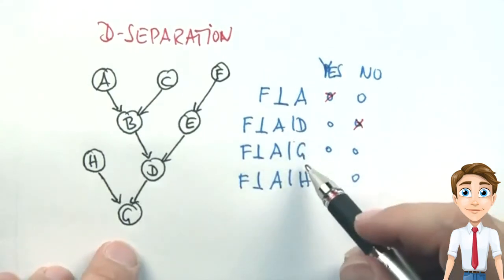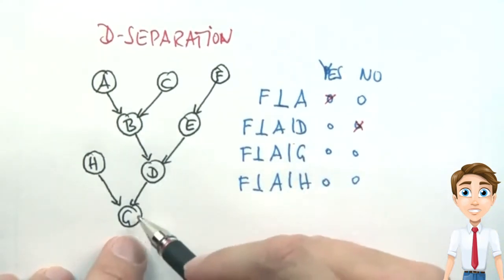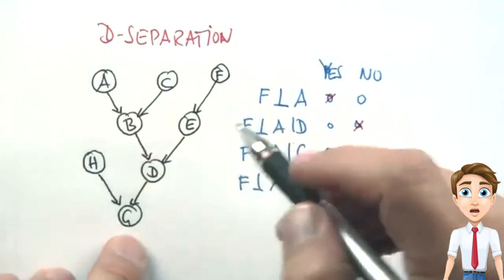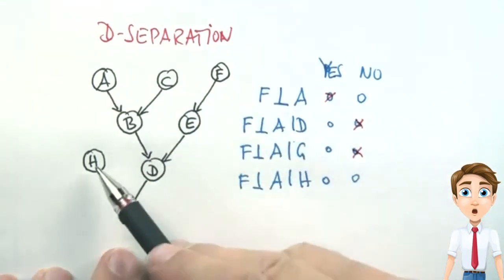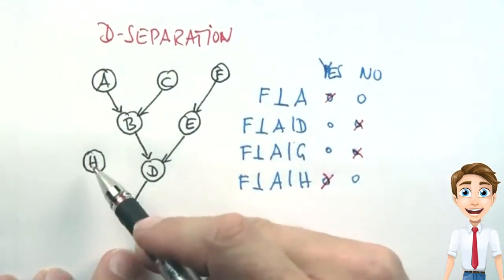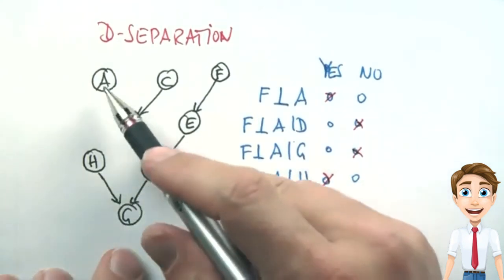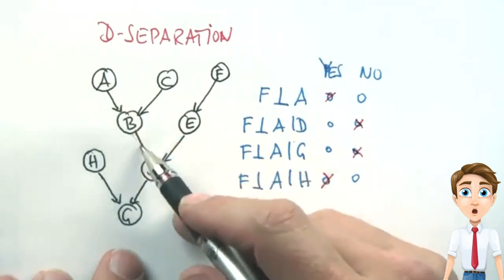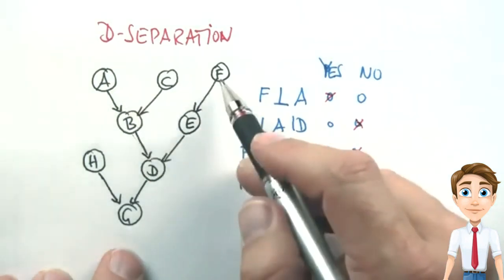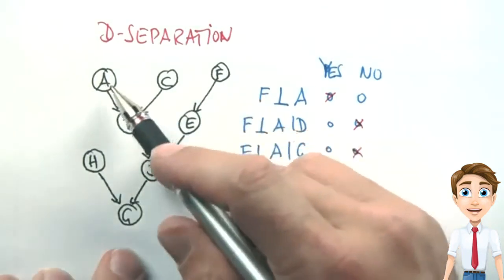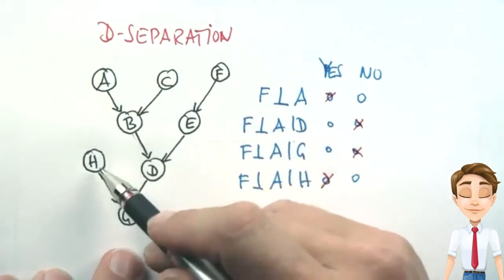Now if we know G, the same thing is true because G gives us knowledge about D, and D can be applied back to this path over here. However, if we know H, that's not the case. So H might tell us something about G, but it doesn't tell us anything about D, and therefore we have no reason to open the path between A and F. The path between A and F is still passive even though we have knowledge of H.